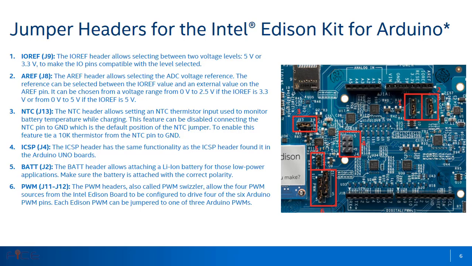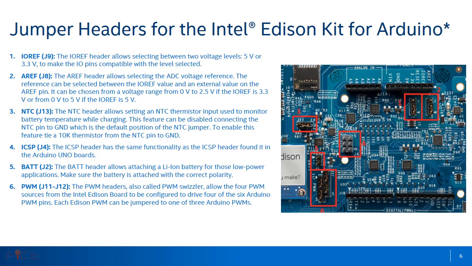Other than GPIOs and hardware protocols, the Intel Edison Arduino breakout board also has some switches, jumpers and headers. One jumper is the IO reference jumper that allows selecting between two voltages, 5 volt or 3.3 volt. Another one is A reference, analog reference. This header allows selecting the ADC voltage reference. The NTC header allows setting the NTC thermistor input used to monitor battery temperature while charging the battery. ICSP is the same SPI header. The battery header allows attaching a lithium ion battery for low power applications. Make sure the battery is attached with the correct polarity.